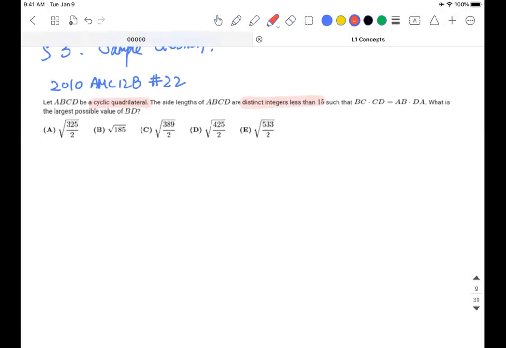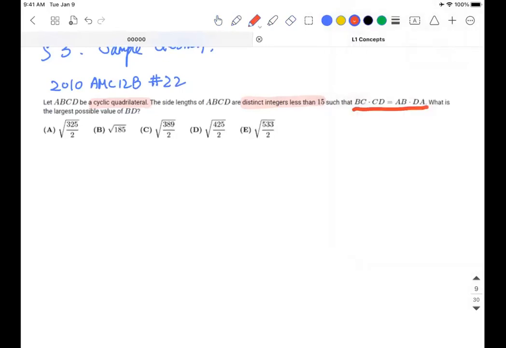Normally speaking, the sides of a quadrilateral don't need to be integers, you can be whatever sizes. But as long as the question gives you a special condition, there must be some reasoning. A quadrilateral with distinct integer lengths must have some usage you need to know. Let's park it there. Less than 50, such that BC times CD equals AB times DA. With all this information, the question is asking: what is the largest possible value of BD?